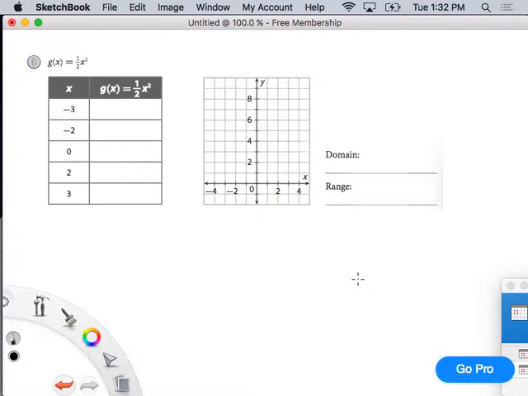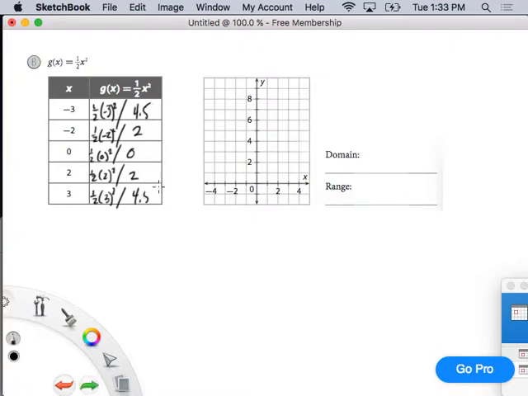All right. 1/2 x squared. Let's pay attention now. 1/2 of -3 squared. -3 squared is 9. 1/2 of 9 is 4.5. 1/2 of -2 squared. -2 squared is 4. 1/2 of 4 is 2. 1/2 of 0 squared is clearly 0. 1/2 of 2 squared. 2 squared is 4. 1/2 of 4 is 2. 1/2 of 3 squared. 3 squared is 9. 1/2 of 9 is 4.5.